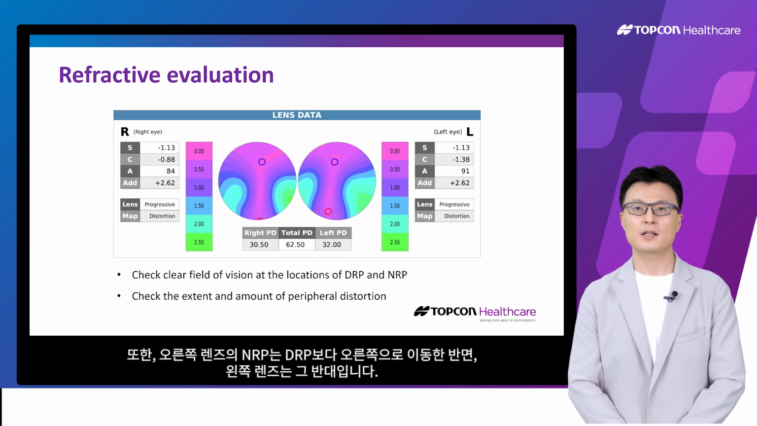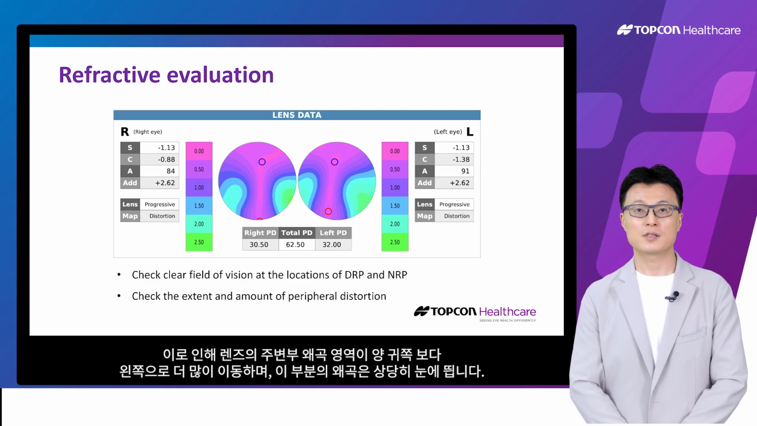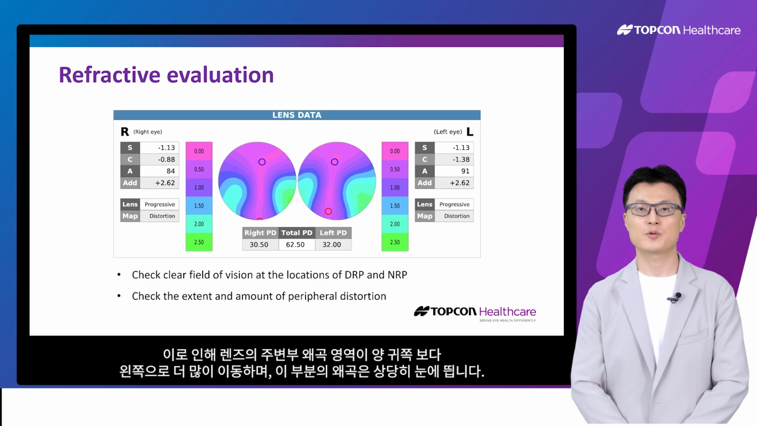Additionally, the NRP on the right lens is shifted to the right compared to the DRP, while on the left lens it is the opposite. Because of this, the peripheral distortion area on the lenses shifts more to the left than the temporal sides, and the distortion here is quite noticeable.